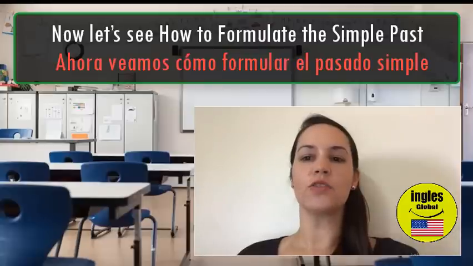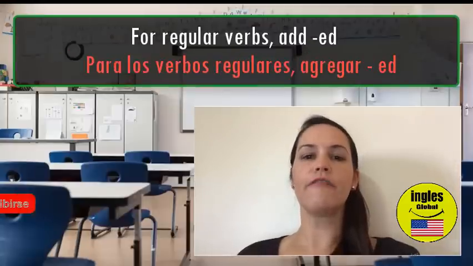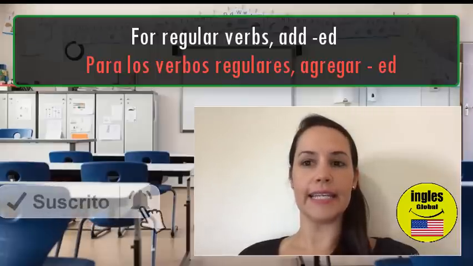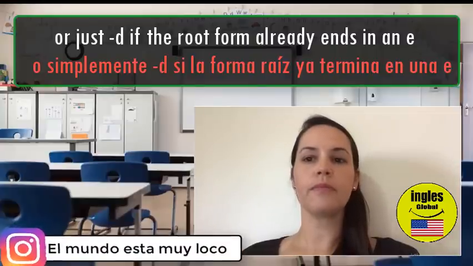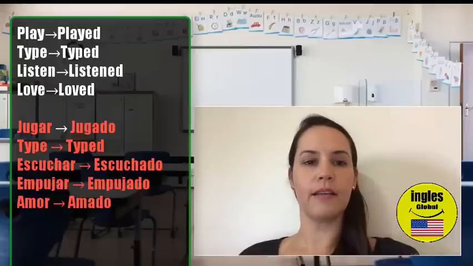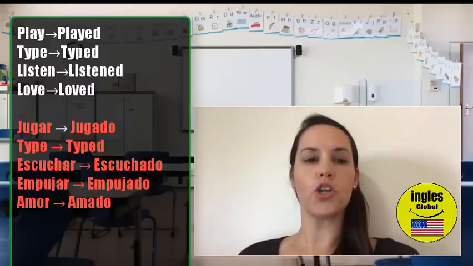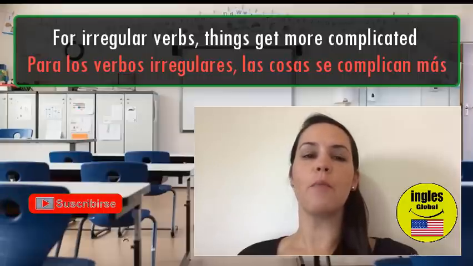Now let's see how to formulate the simple past. For regular verbs, add ed to the root form of the verb, or just d if the root form already ends in an e. For example: play, played; type, typed; listen, listened; push, pushed; love, loved.